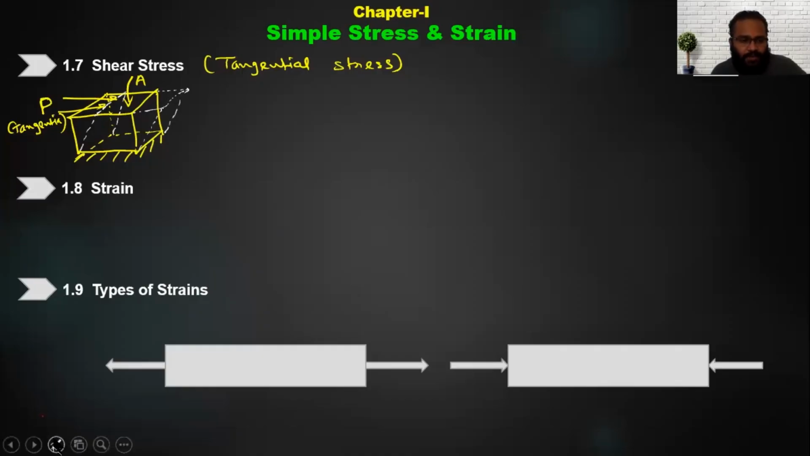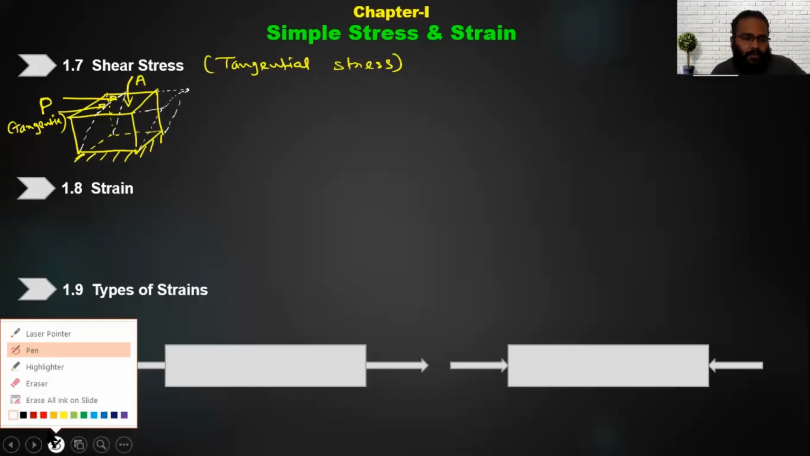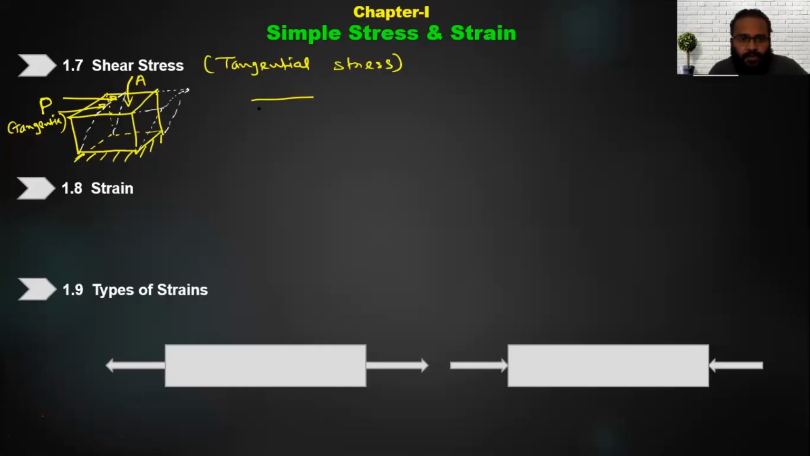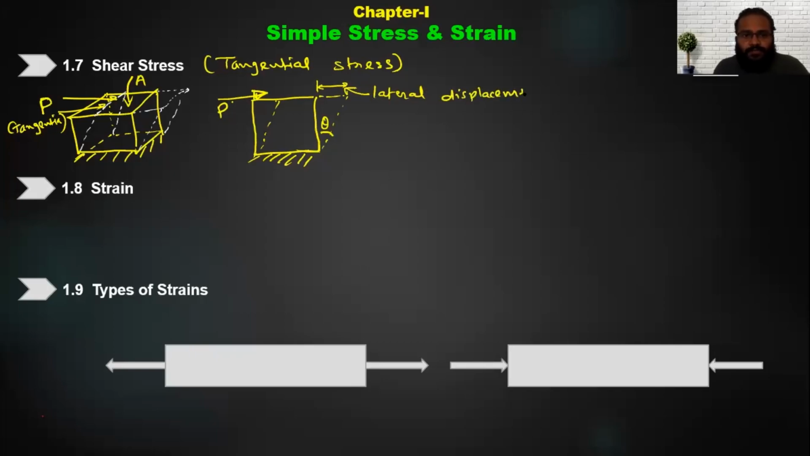If I draw this on a two-dimensional plane, looking at the front view of this object, it is fixed at this end and I have applied the load on this surface. Let's say the load is P; then it will deform like this. Here the load was tangential, and because of that the shape has changed. There will be some angle induced, and this is the displacement. We also call this the lateral displacement, right? This is what we call shear stress, because it causes a change in the shape of the body.